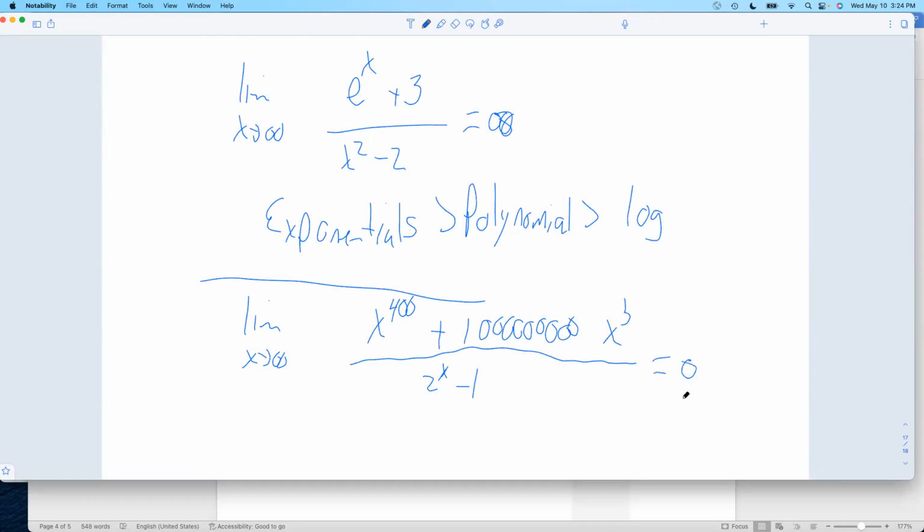If you were to graph this on your calculator and plug in really gigantic values of x, your calculator is going to spit out 0 because the bottom is going to be so much bigger than the top. Okay, it's a good place to stop there.